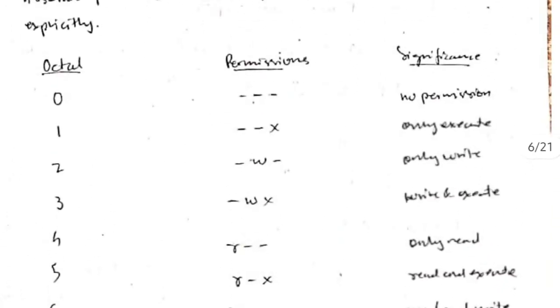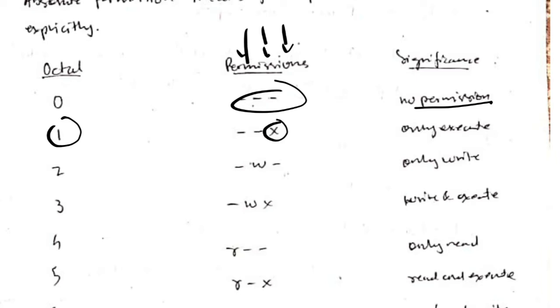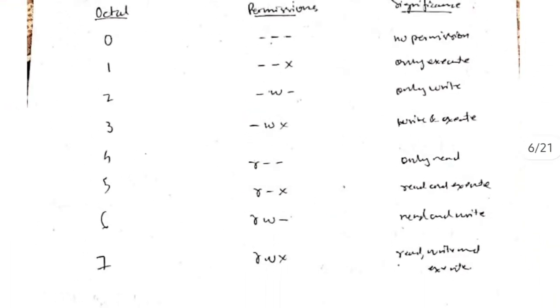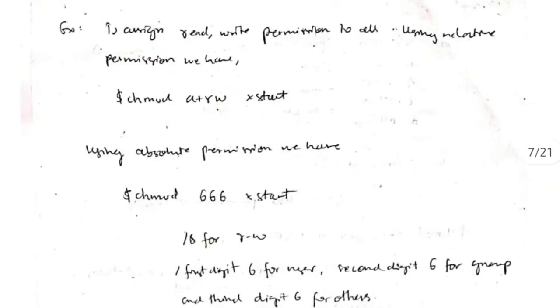So if it is 0, all the columns are off, that means no permission. And 1 means only the last column is on, that means only execute. 2 means only write. For 3 it is WX, write and execute. In the same way we have different combinations for each octal number, and if we have to specify some permissions, we can use those octal numbers.